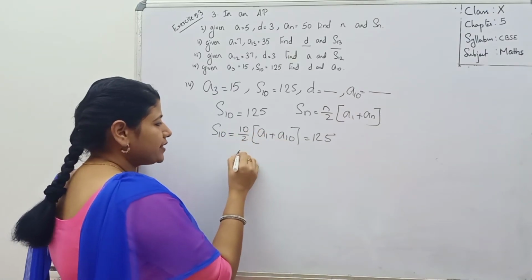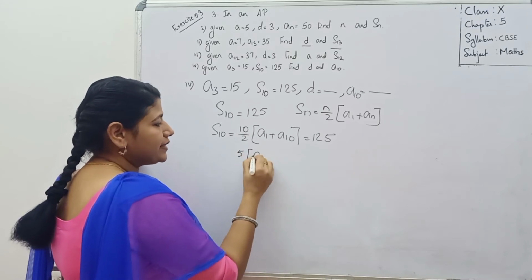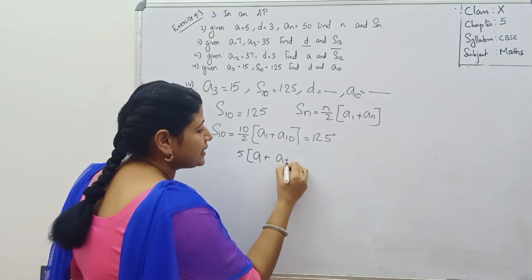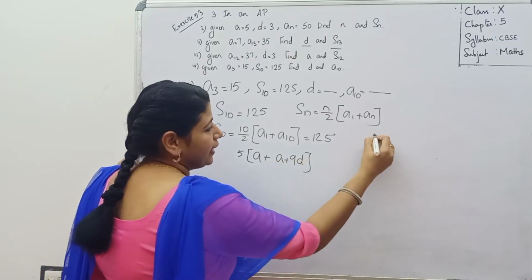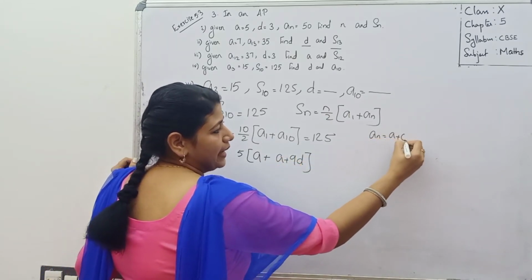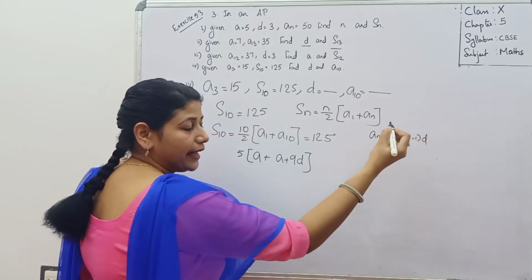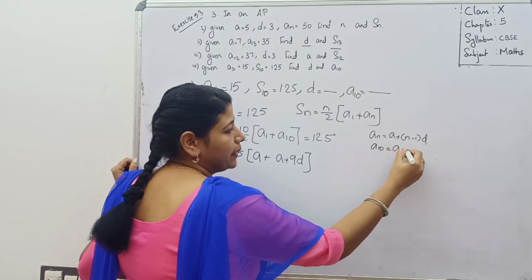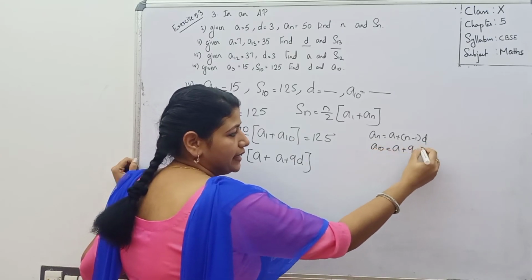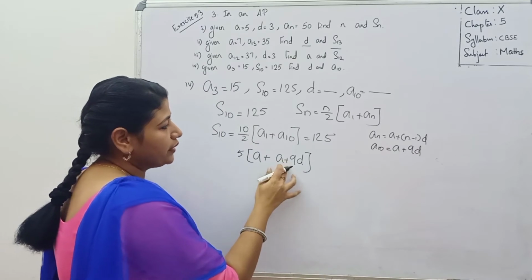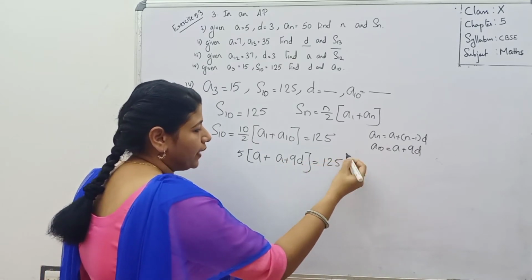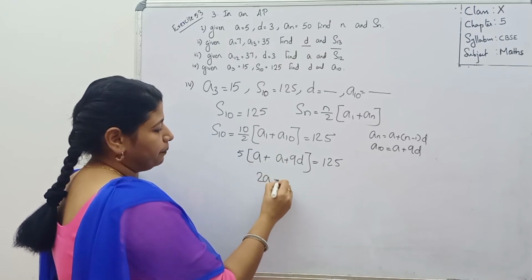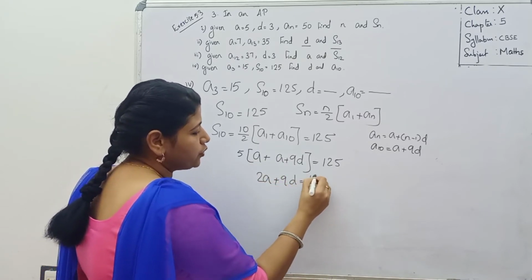So 10 by 2 is 5 and A1 is A. Okay. Instead of this A10 we can write A plus 9d. Isn't it? That we studied. An means A plus n minus 1 into d. If An is A plus n minus 1 into d, then A10 will be A plus 10 minus 1, that is 9d. Isn't it? So we are substituting this here. So you will get 125. In this case A plus A is 2A plus 9d equal to 125.